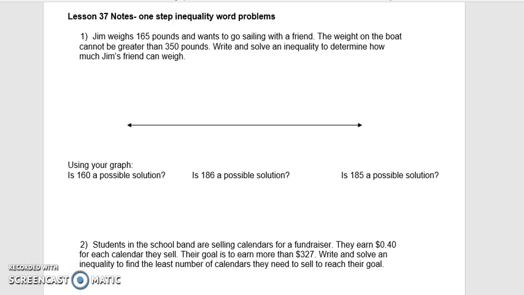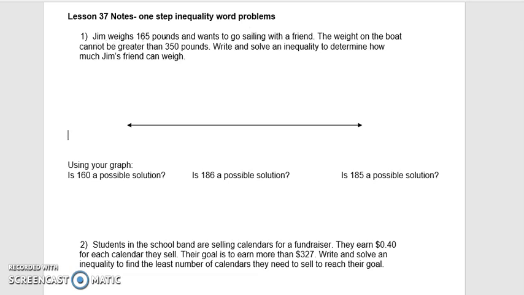Save the comments. Okay, so what we're looking at here is taking care of one-step inequality with our word problems. So we just got through seeing one-step equations with word problems, two-step equations with your word problems. Now we're breaking into inequalities here. So let's see what we got going on.